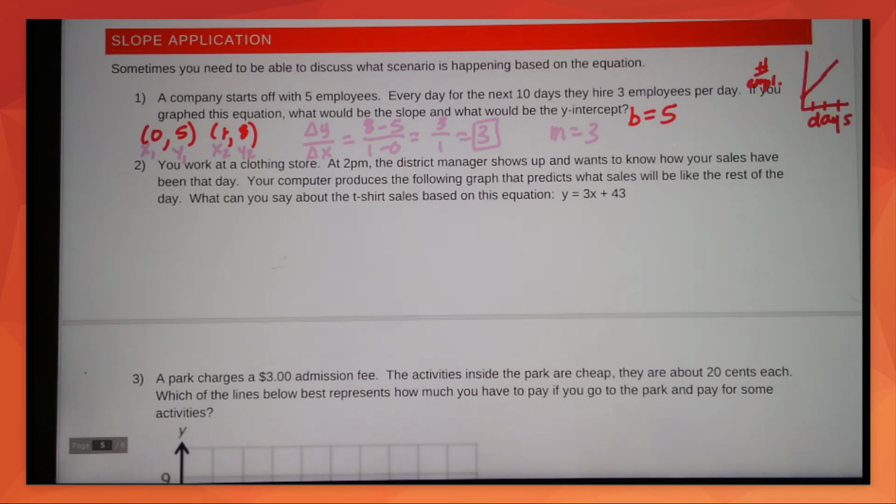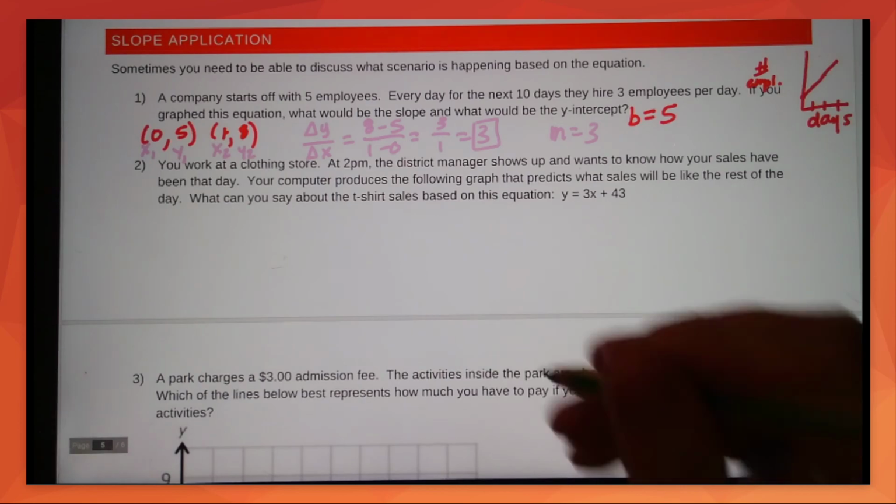Number 2, you work at a clothing store. At 2 p.m., the district manager shows up and wants to know how your sales have been for that day. The computer that you have that does all your sales and everything produces the following graph that predicts what the sales will be like for the rest of the day.